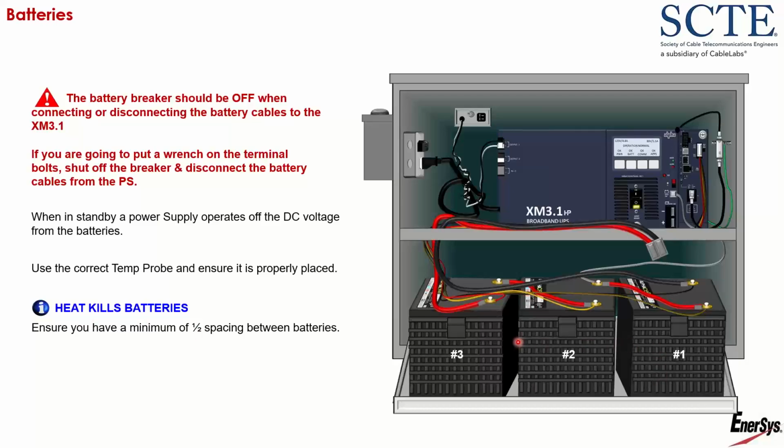Don't squish those batteries together. Space them apart as far as you can to allow for air to flow around the batteries. Again, I get out in the field a lot of times, I see the batteries all smashed together and they're wondering why they're failing prematurely. Heat is really bad for batteries.